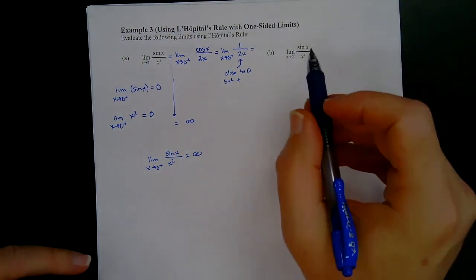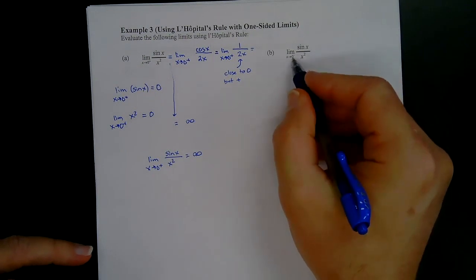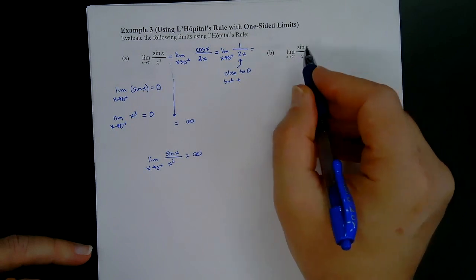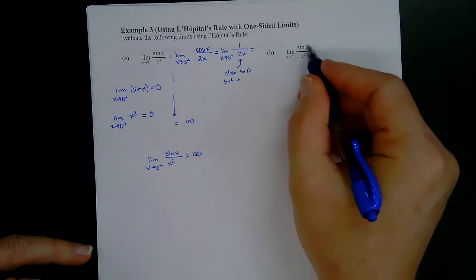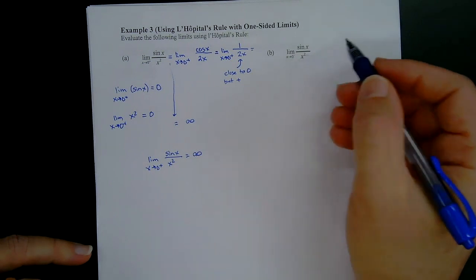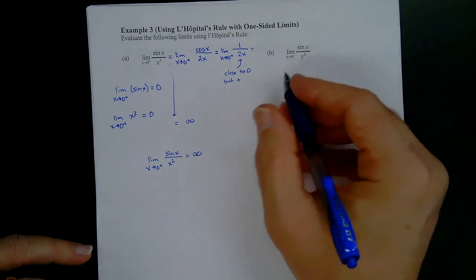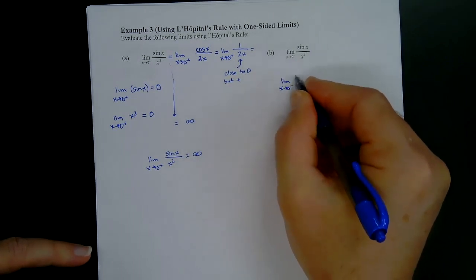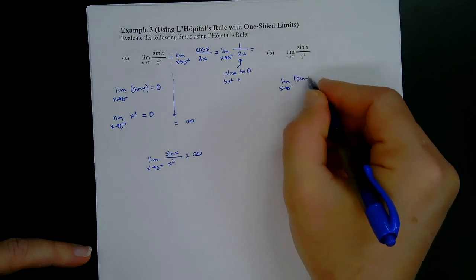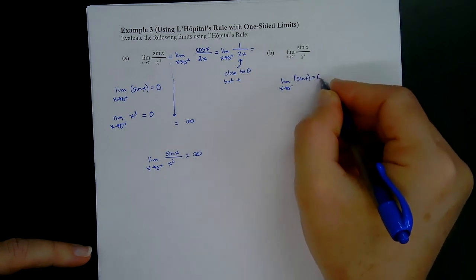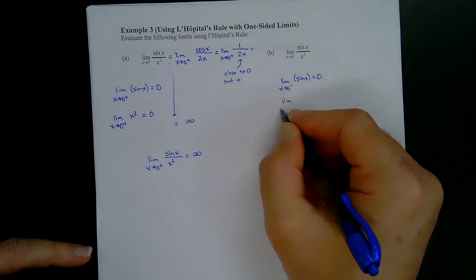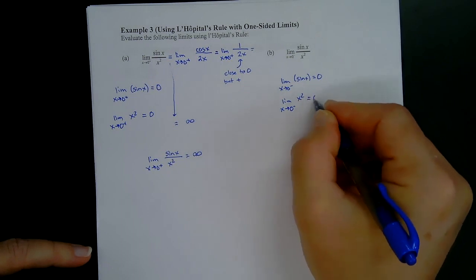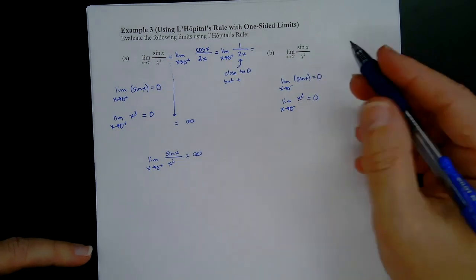All right, how about this one? Well, it's going to be the same process, but we're approaching 0 from the negative side of 0, right? So all of our x values are going to be negative, okay? But we think of this as the sine of 0, that's going to be 0 again, and 0 squared, that's going to be 0. So we have the situation where we have 0 over 0 again. So we're going to write the limit as x approaches 0 from the left of sine of x, which would be equal to 0, and the limit as x approaches 0 from the left of x squared, that's also going to equal 0. So we have 0 over 0.